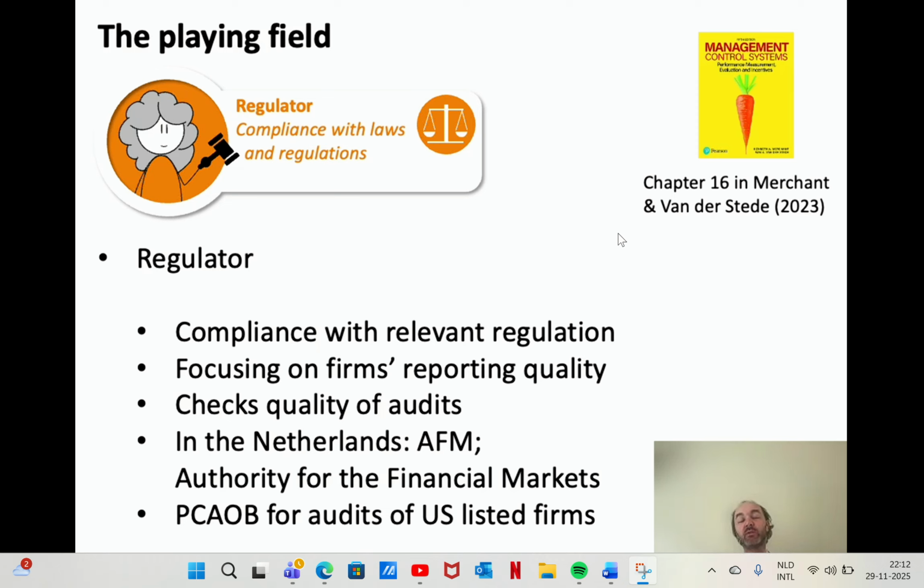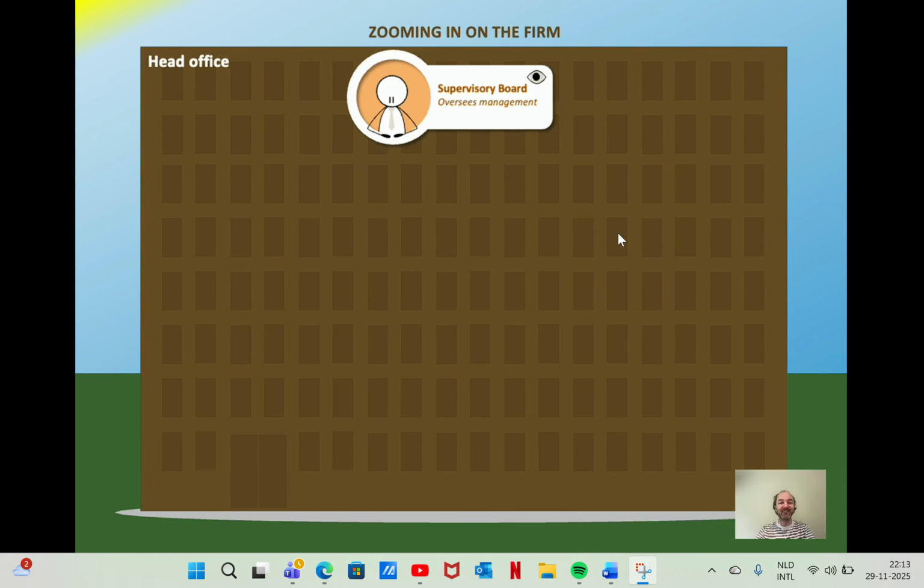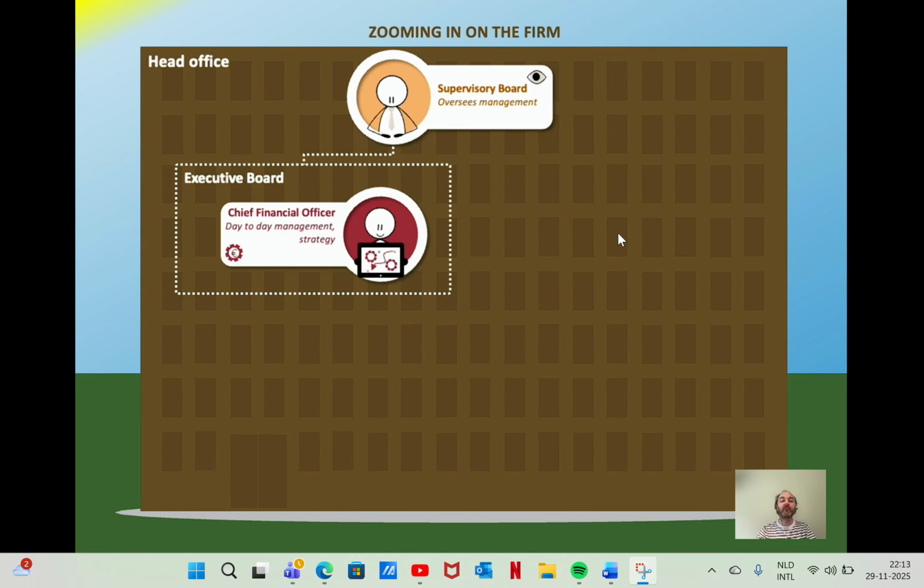Now, this was the general playing field, but now let's zoom in on the company as a whole. So let's zoom in on one particular company, and then we'll see that more roles will pop up. As you can see, the picture of the organization is a little bit larger, so more people fit in the building now. So within the organization, you can say there's a supervisory board who oversees management, and they appoint an executive board. And we already met the chief financial officer, who's one of the persons within that executive board.